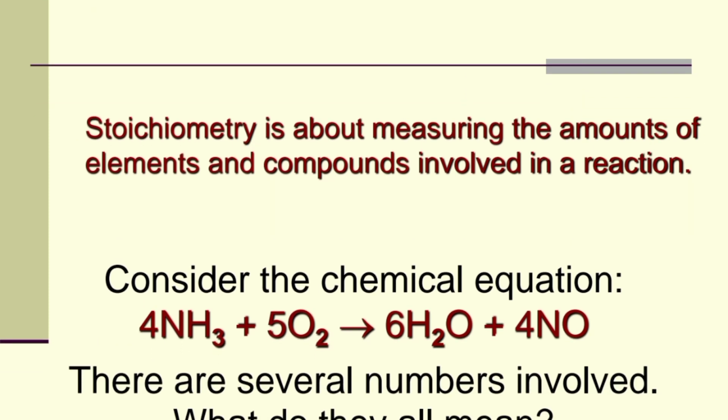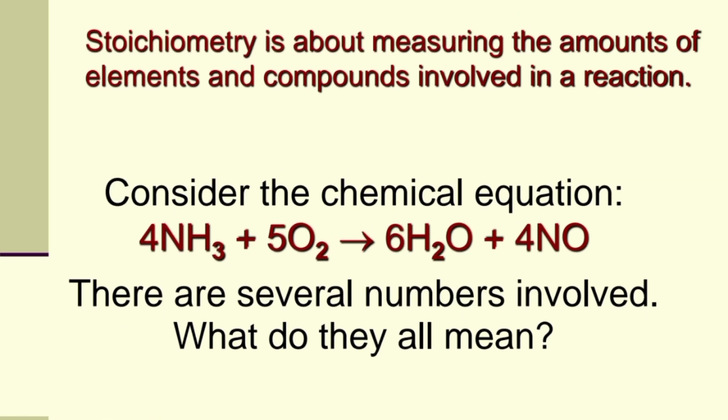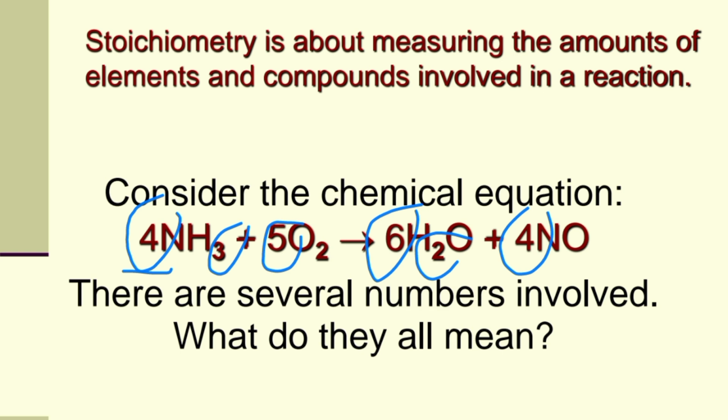Now we have an equation: 4NH3 + 5O2 → 6H2O + 4NO. There are several numbers involved. What is the meaning of these numbers: 4, 5, 6, 3, 2, 4? Some are coefficients, some are subscripts.